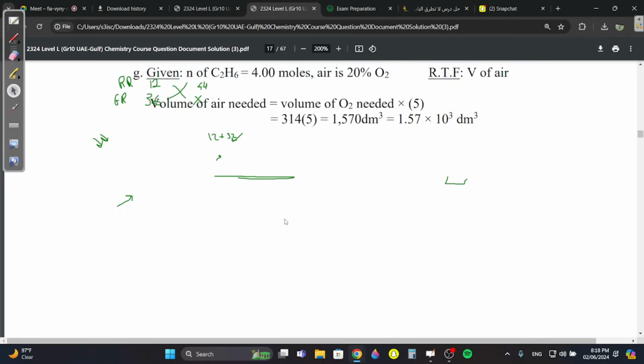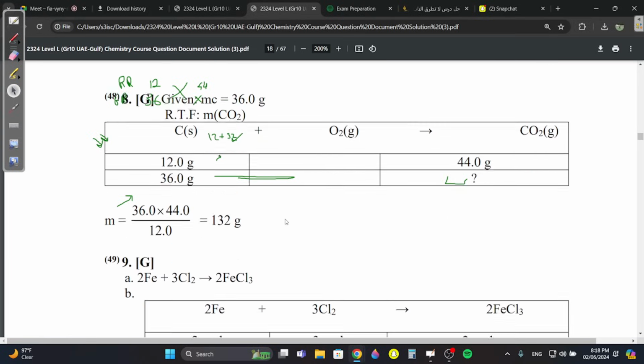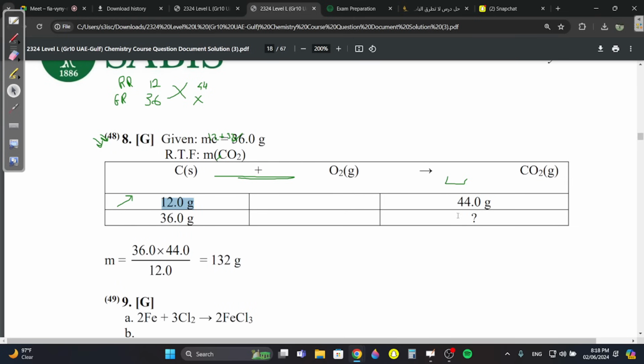I think it's 132. Yeah, see how they did it, just like this.